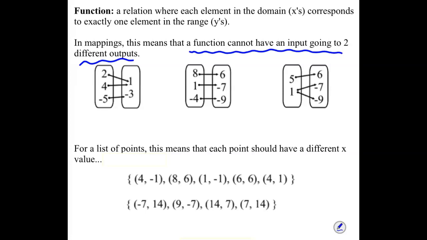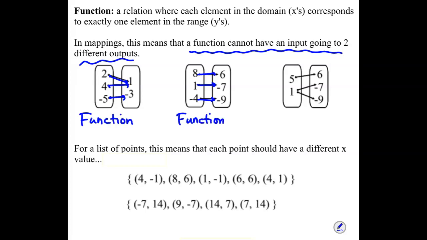So look at our first example. Our 2 is paired with a 1. That's the only value paired with a 2. The 4 is being paired with a 1. That's the only value being paired with 4. And our -5 is being paired with a -3. Again, that's the only pairing, so this is a function. In our second picture, again, based on the arrows, every one of our x's is just being paired with a single y, so this would also be a function.